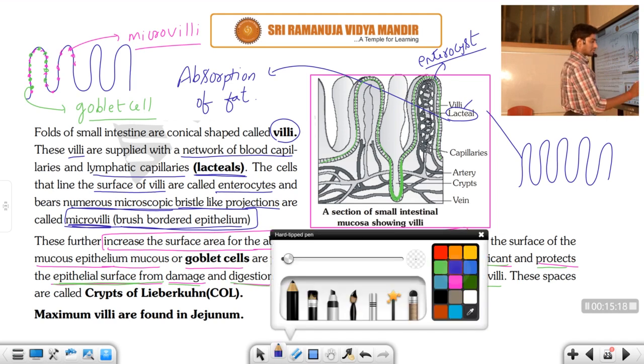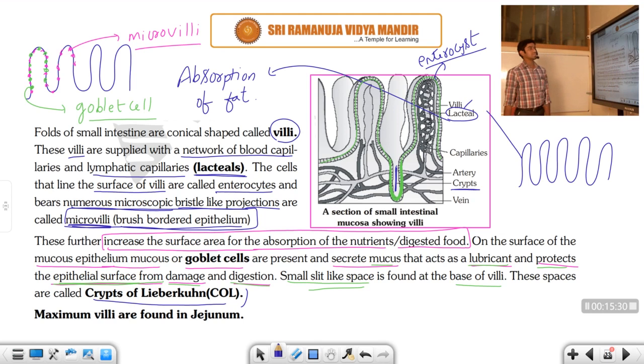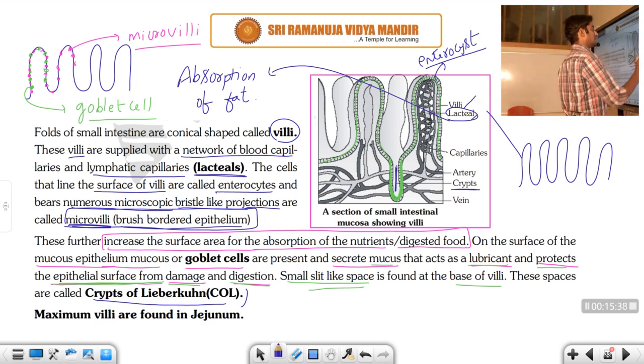I will add one color here, a blue line. This space is called the crypt of Lieberkühn, also called the COL. Right, student? So this is the information about villi and lacteal. The villi is associated with capillaries, arteries and veins. At the base of the villi, the space is called the crypt of Lieberkühn.